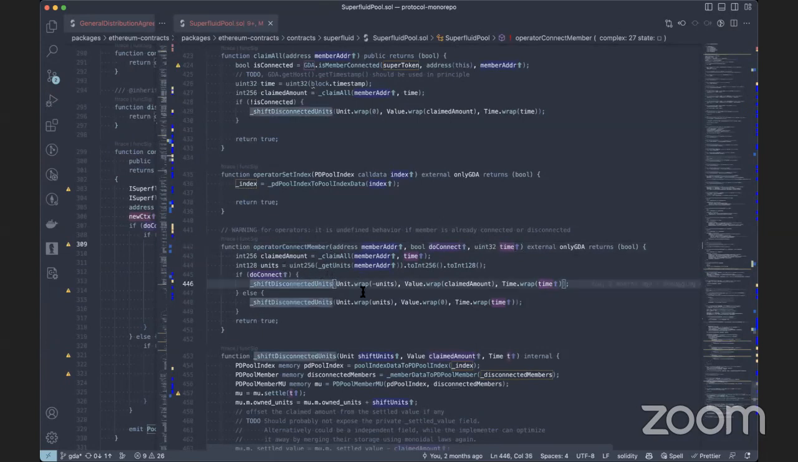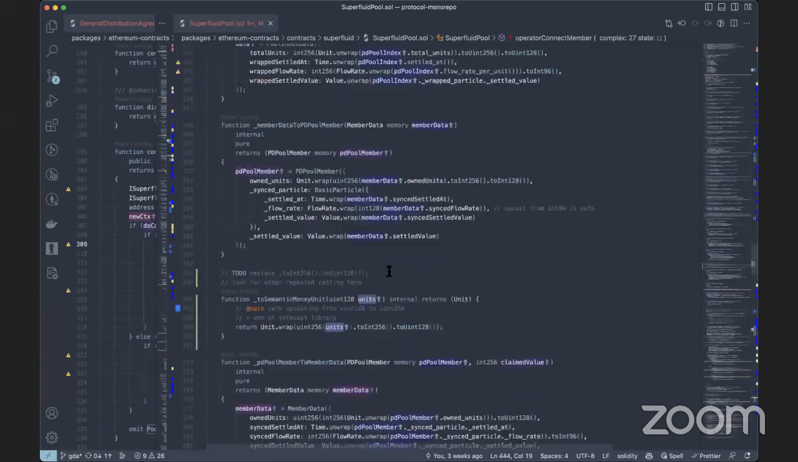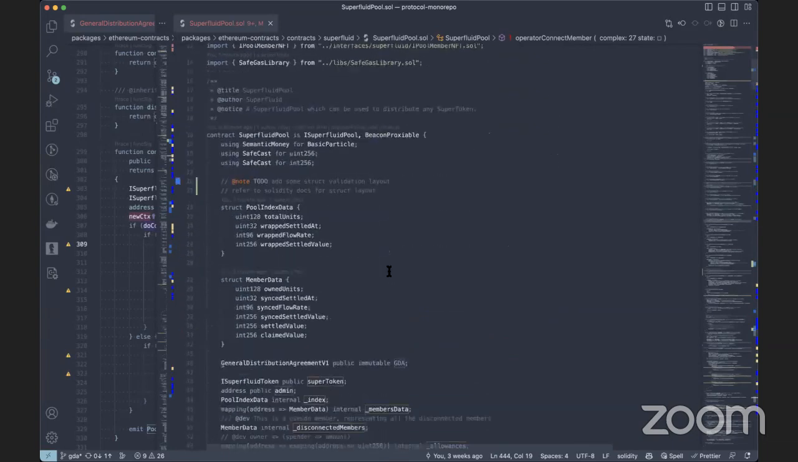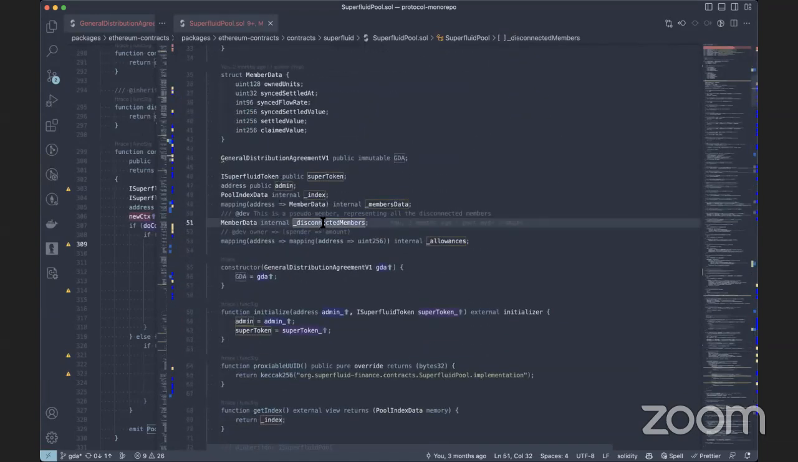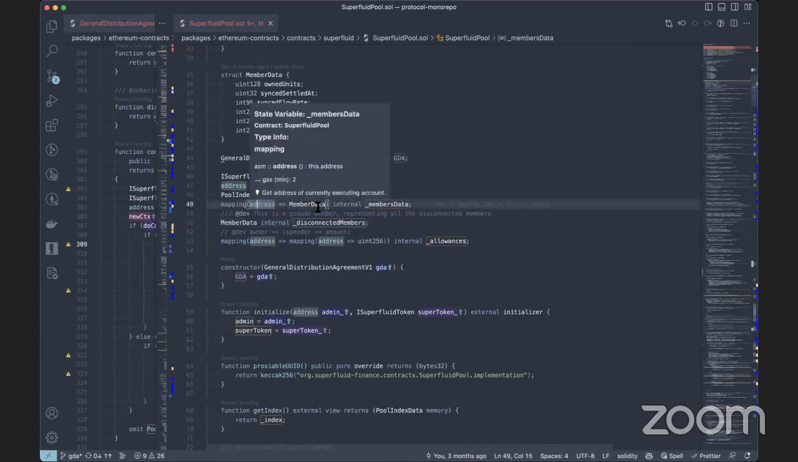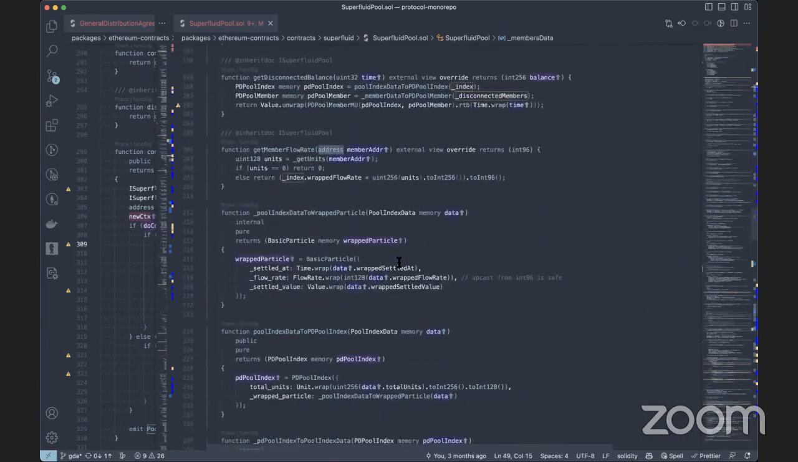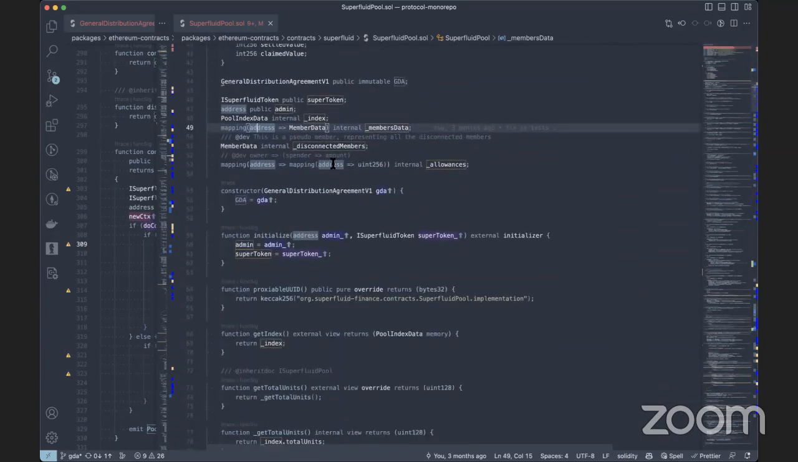Okay, so this basically just shifts whatever units the member had that was disconnected to connected, or removes them from the disconnected members' state. So the Superfluid pool has a state specifically for the disconnected members as well. And there's also one for each member as well. And for the disconnected members, is there any specific reason we need to track that?